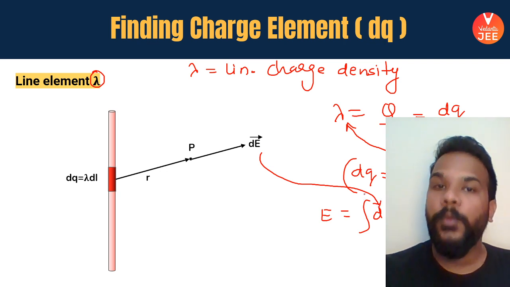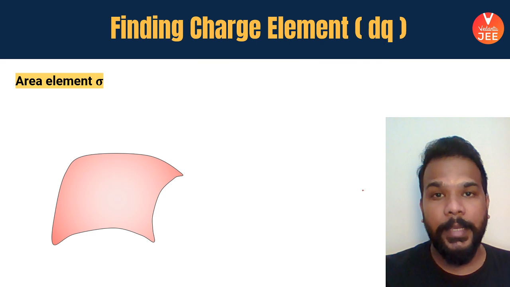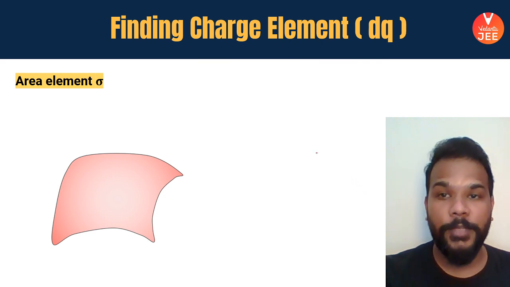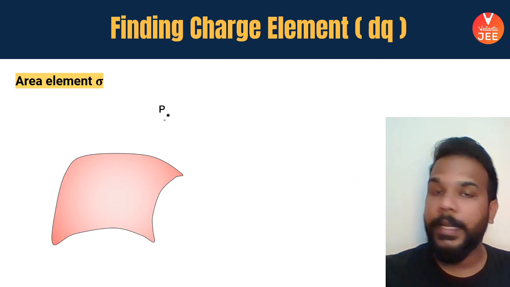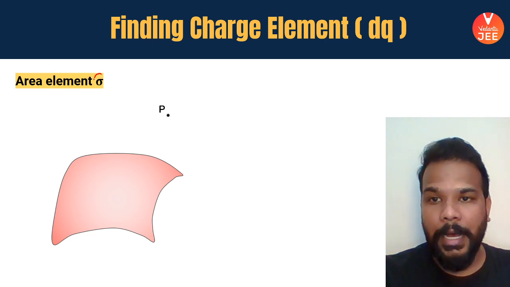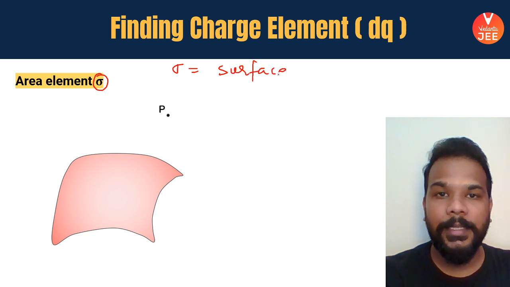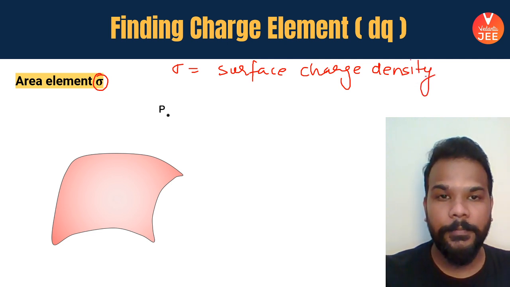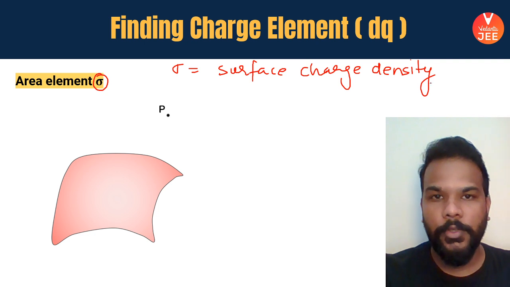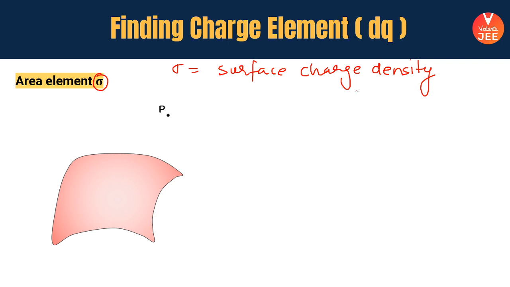Okay, getting it? What if you're dealing with an areal charge, or you can say a two-dimensional object? This time also we are interested in finding the electric field at point P, but now what you define is sigma, and sigma is defined as surface charge density. Okay guys, I hope you are following here. So the surface charge density is basically the total charge divided by the total area.